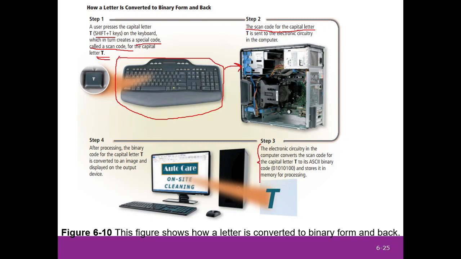Theek hai? So the electronic circuitry or keyboard controller jo hai, it is hardware inside the motherboard. It will basically convert the scan code generated by the keyboard into the ASCII code for capital T. And the ASCII code for capital T is this. Theek hai? So ye jo ASCII code hai, it will be stored in the memory for processing.